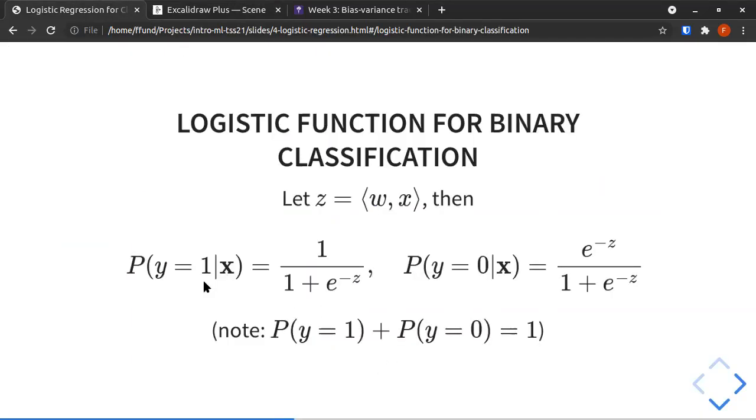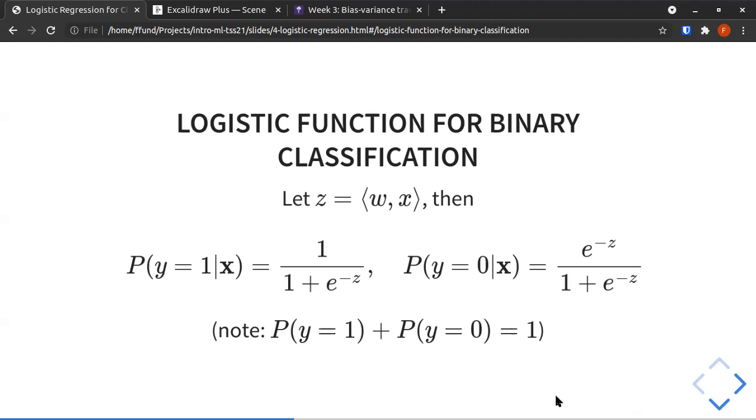And then we can say that the probability of y being equal to 1, given some point x, is equal to 1 over 1 plus e to the minus z. That's a sigmoid function of z. And the probability of y being equal to 0 is 1 minus this. So that ends up being e to the minus z over 1 plus e to the minus z. And notice that these sum up to 1.